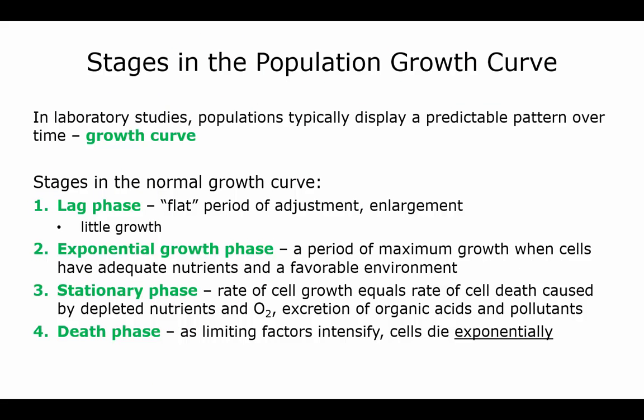Okay, so stages that show up in the population growth curve. It's a predictable pattern that the population shows. And we have a lag phase, an exponential growth phase, a stationary phase, and a death phase. The lag phase is where the cells are not yet multiplying at their maximum rate. It's a flat period where they're adjusting and enlarging. There's very little growth that's showing.